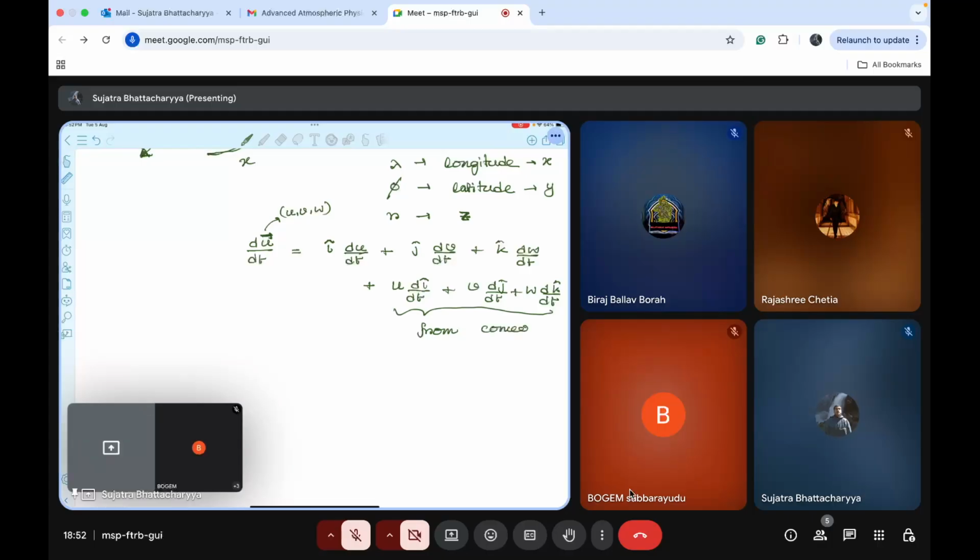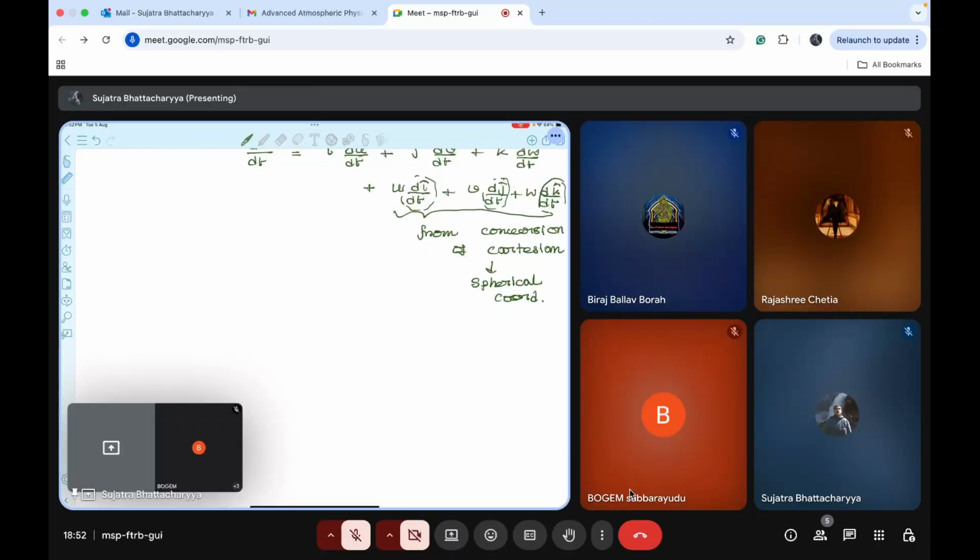So this extra has come from the conversion of Cartesian, the normal x, y, z coordinate, to spherical coordinate. So our aim will be to understand how this i hat is changing in the Earth's frame of reference, how j hat is changing with it, and how k hat is changing. Okay. So this is the main perspective, or main aim, of conversion of the coordinates.